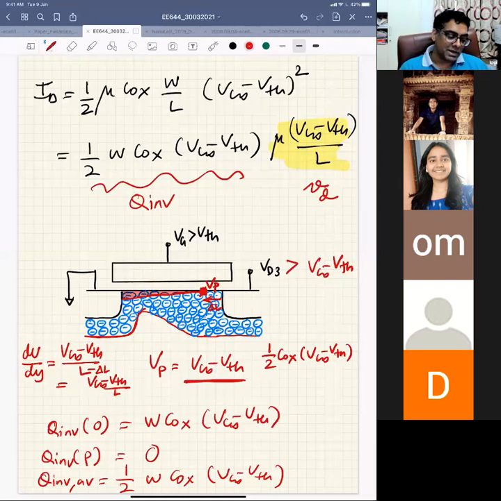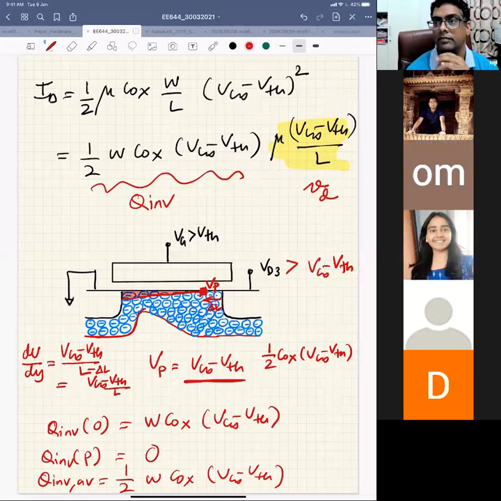Similarly, your charge also becomes half times W Cox VGS minus VTH because your channel is pinched off. One side you have very high charge, the other side you have zero charge, and you have a linearly reducing inversion charge. So your drain current becomes the same, since your current is always charge into velocity. Okay, any questions here from anybody?